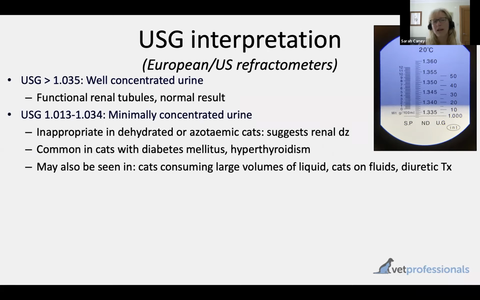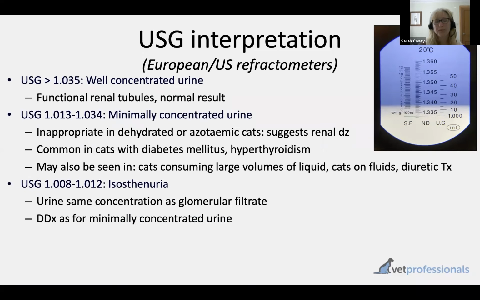But if we've ruled those out, then this is in that minimally concentrated area, and renal disease is certainly a possibility, but there are other possibilities as well. As I've put here, the big two other ones would be diabetes and hypothyroidism. If our cat is dehydrated or azotemic, then again, it's definitely considered inappropriate and an indication that renal function is suboptimal.